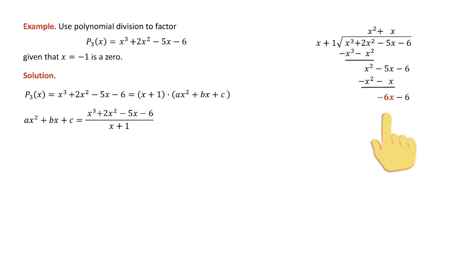So again, I'm only trying to match the first term when I make my decision. I have a minus 6x. What do I multiply this x by to get minus 6x? I only try to match the first term. So what do I need to multiply by? Minus 6. So minus 6 times that x gives me the minus 6x here. That's how I choose that.